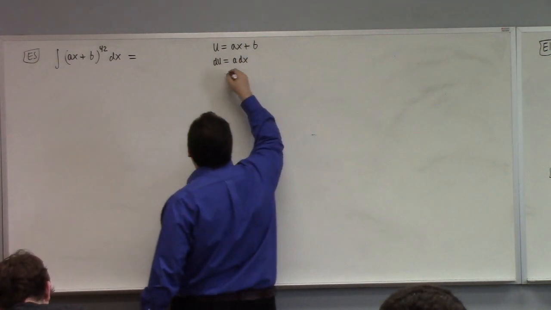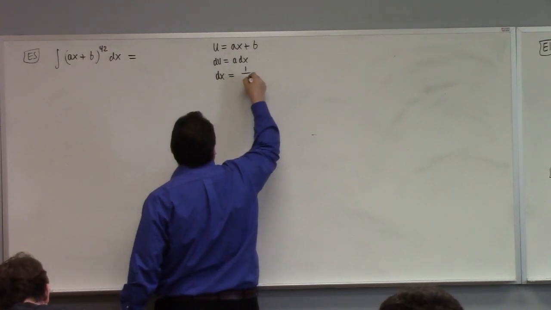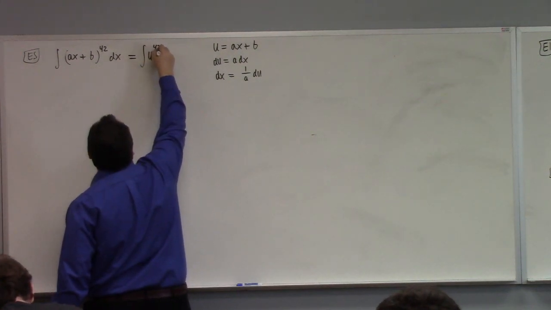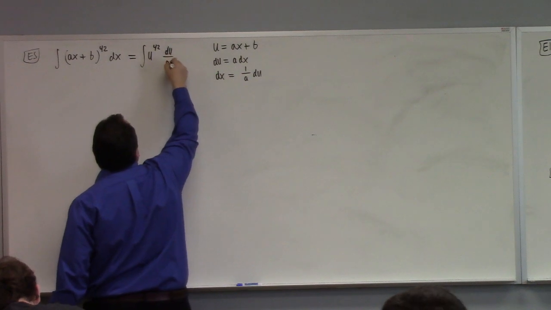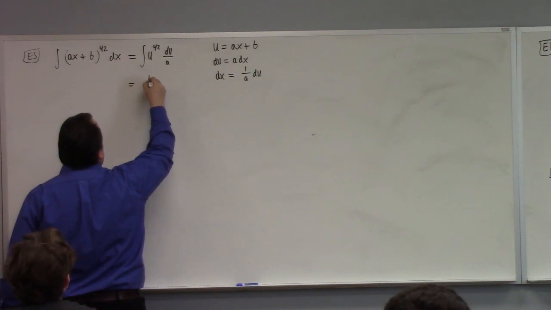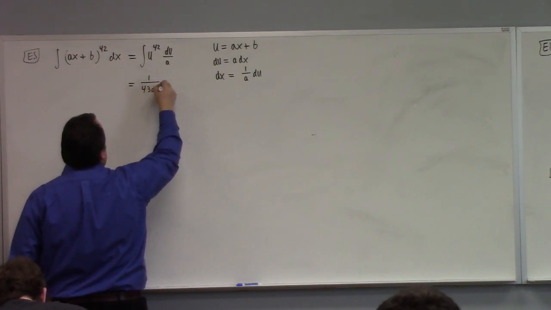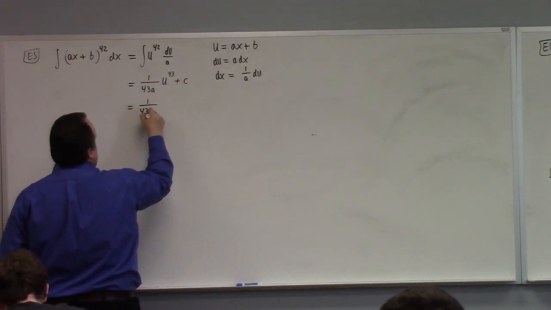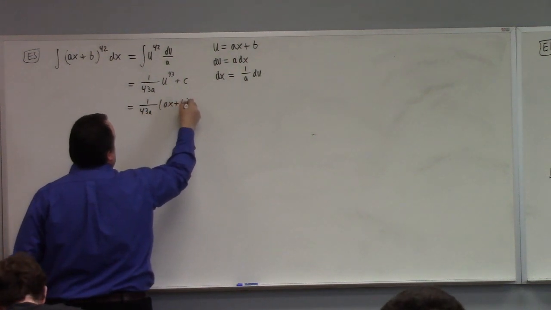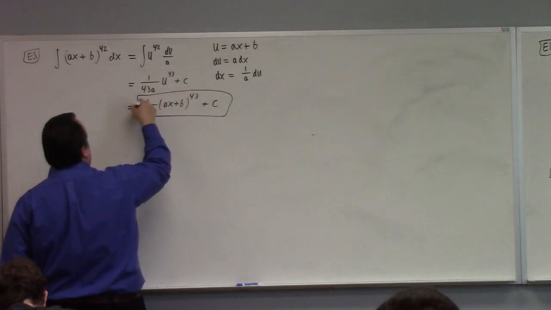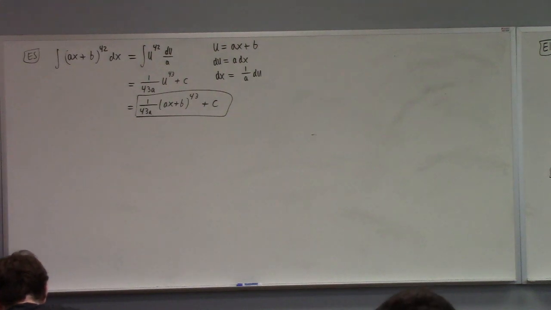So this one I think I'm going to solve for my dx. dx is 1 over a times du, right? And what are we up against then? u to the 42nd power times du over a. We can integrate that, right? So the integral is 1 over 43a u to the 43 plus a constant. And so there's the answer: 1 over 43a times ax plus b to the 43rd power plus a constant. Yay. That wasn't too bad, was it? Not really, I don't think.